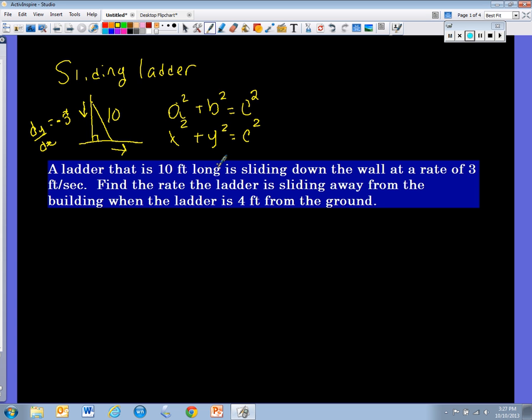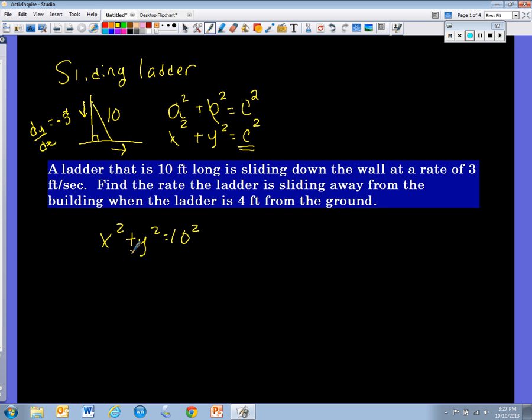Let's look at this equation and plug in the only constant, which in this problem is the length of the ladder. So I'm going to begin with the equation x squared plus y squared equals 10 squared. That is my constant, because that's the length of the ladder, the only thing that's constant.